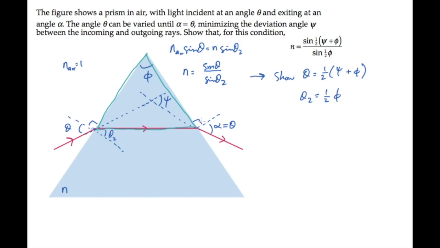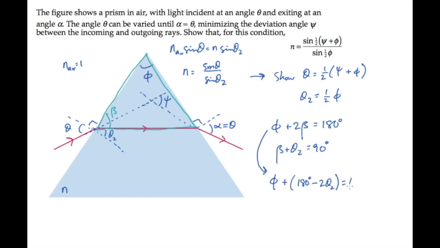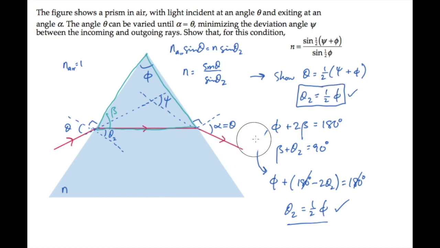If this angle is beta on both sides, then phi plus 2 beta equals 180 degrees. We also know that beta plus theta 2 forms a right angle. So if we solve this second equation for beta and substitute it into the first, we get this result. The 180 degrees cancel, and we see that theta 2 is half of phi. And that's what we needed to show, to have the denominator look like it's supposed to in the answer.